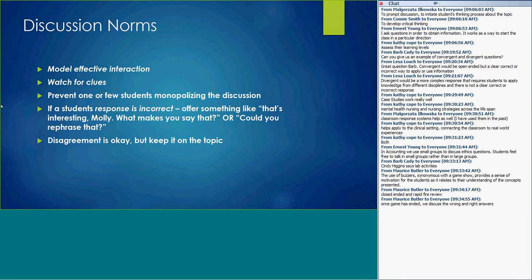That leads us to our next one: preventing one or a few students from monopolizing the discussion. You don't want the entire class to become about one or two students' philosophies. If students respond with an incorrect answer, incorrect responses are opportunities. They are springboards to go into a deeper conversation about the correct answer. But actively respond to that student, letting them know that they're incorrect. It's so hard, but it's so important that they know they just missed the mark a little bit.